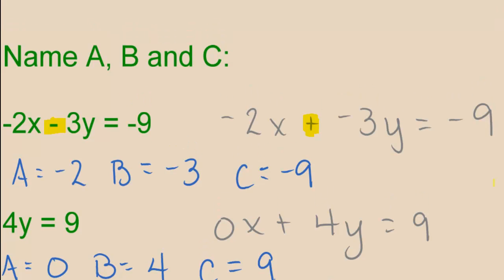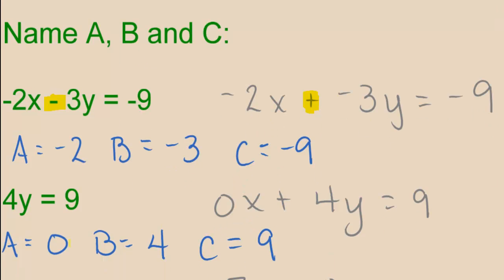In order for me to see what its coefficient is for my variable x, I need to write this completely out in standard form. If you have a term missing, that means that there's a 0 involved. So since we don't have the term where x exists, that means the coefficient of x is 0. So to write this out in standard form, we could write 0x plus 4y equals 9. Therefore, a is 0, b is 4, and c is 9.